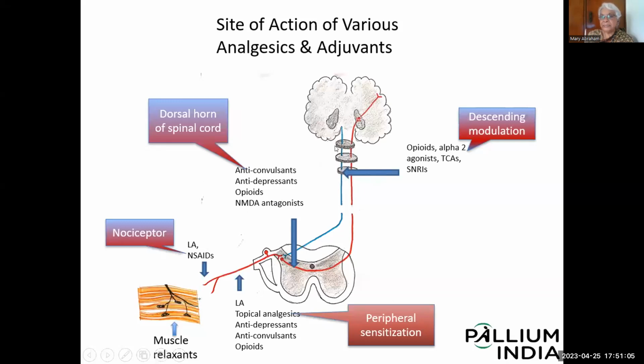And there are also certain drugs that act on the descending inhibitory pathway. This is a descending inhibitory pathway. They include the TCAs, the SNRIs, tramadol, tapentadol, certain opiates also, and the alpha-2 agonists.